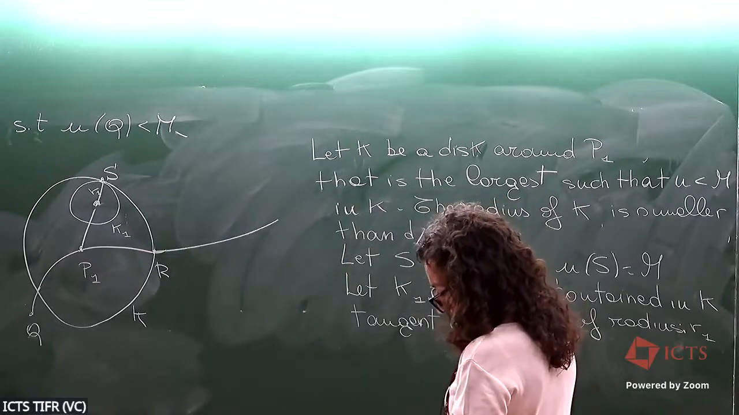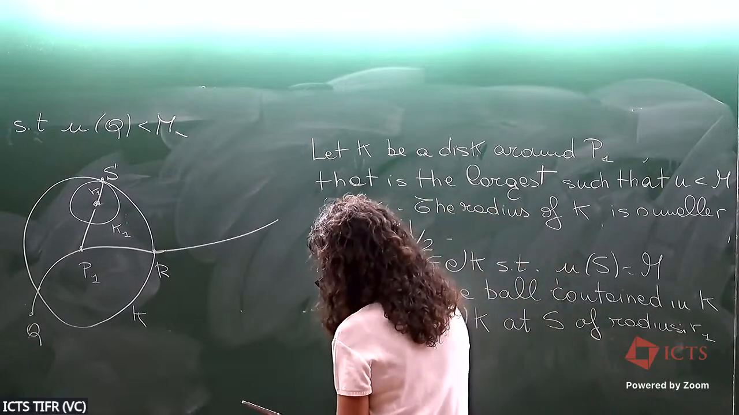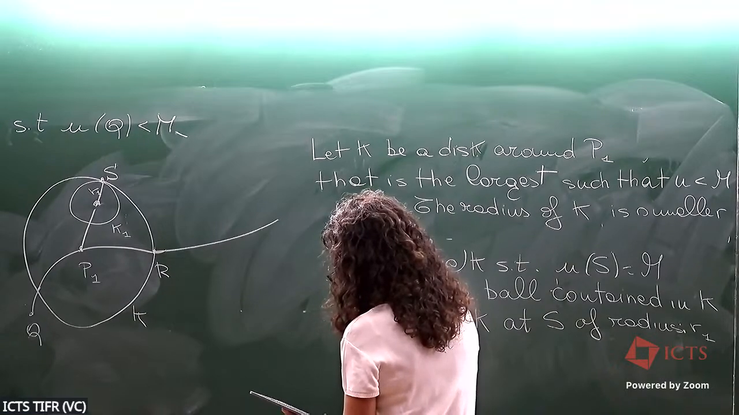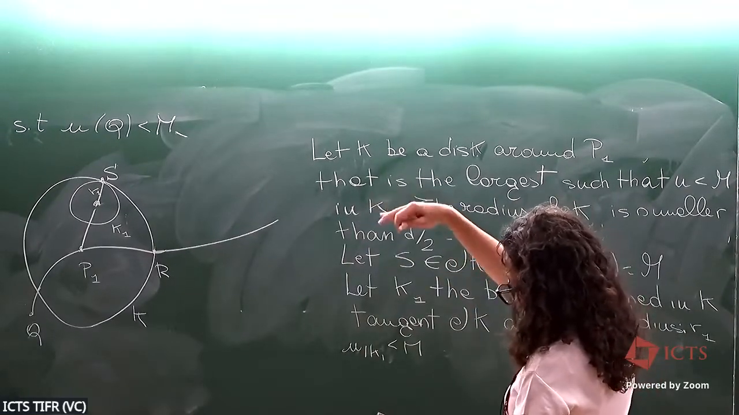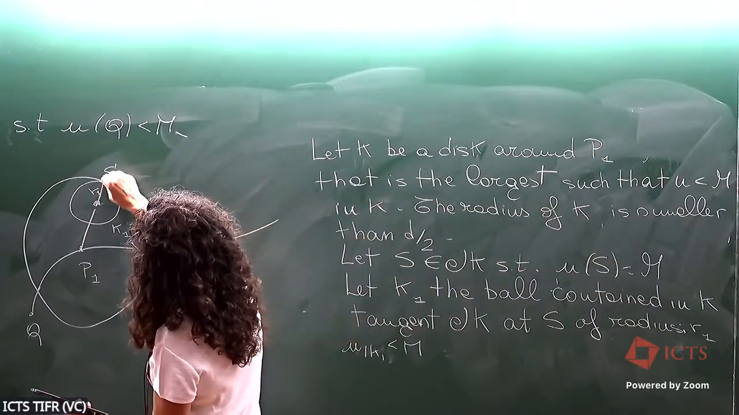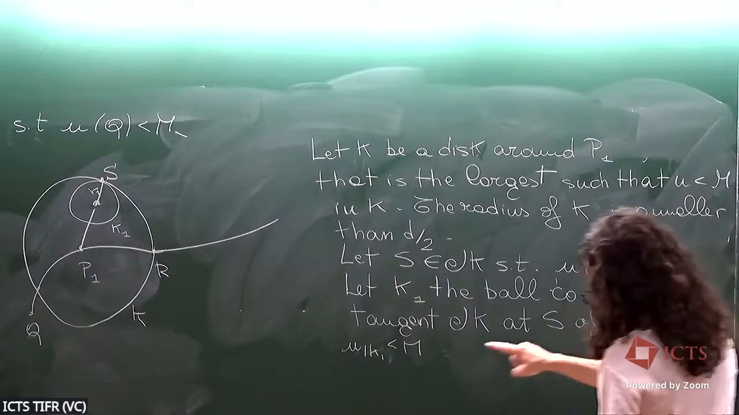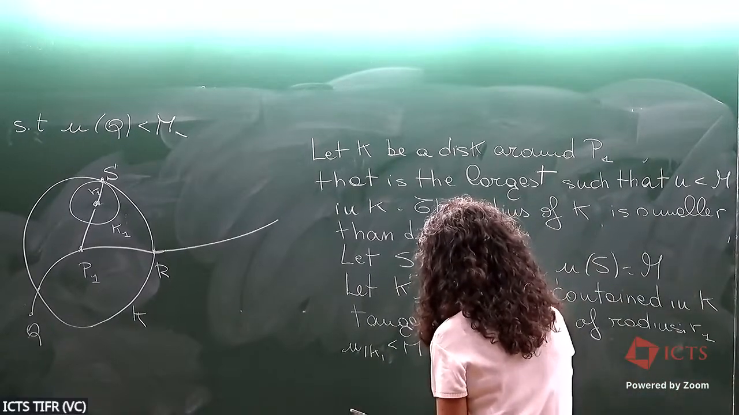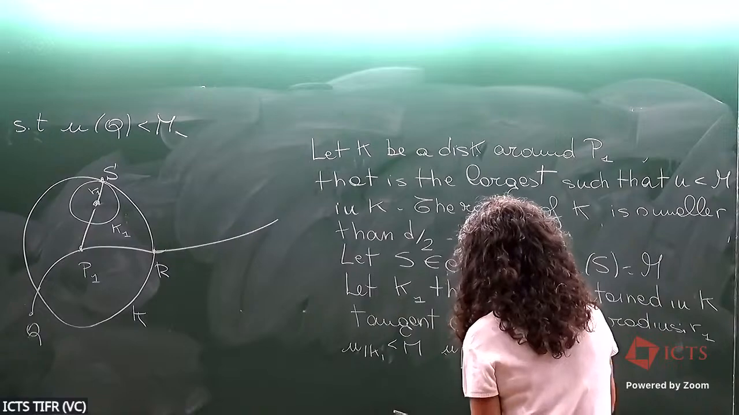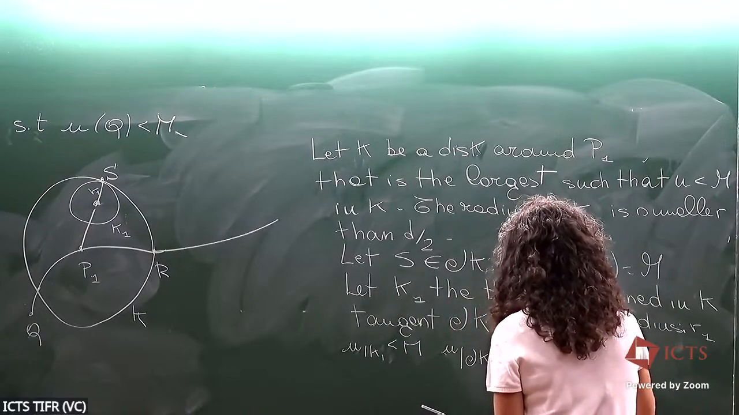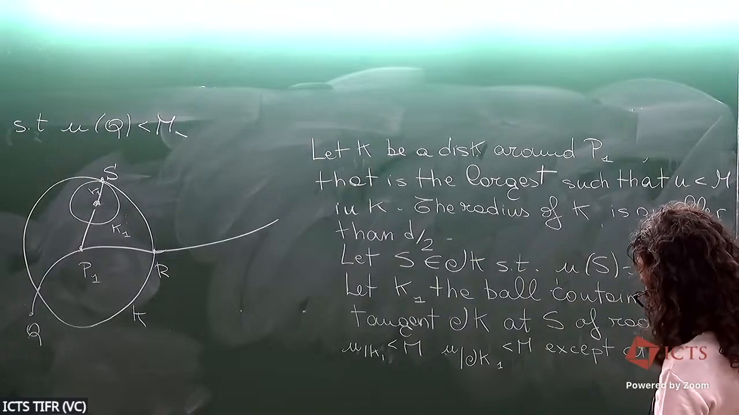What we can say about that is that U restricted to K1 is smaller than M, because the only point here where U is M is S. So in the interior, and U restricted to the boundary is smaller or equal than M, except at S. Only one point there, where the value is M.